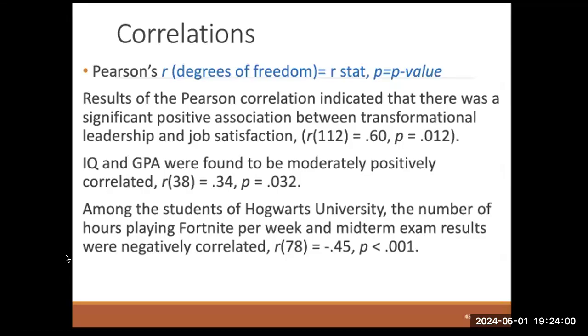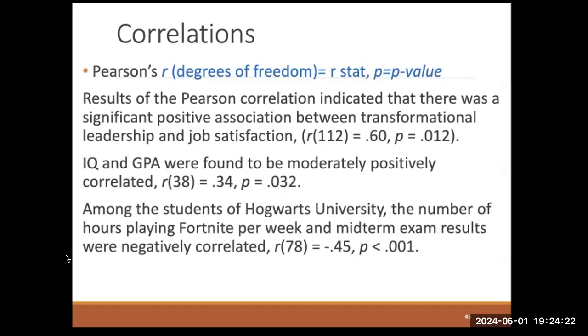Here's another example. IQ and GPA were found to be moderately positively correlated. You have the R, 38 again. So how many people are involved? 40. R equals 0.34, positive correlation, right? And then P equals 0.032, which is less than 0.05. So it is a significant result.